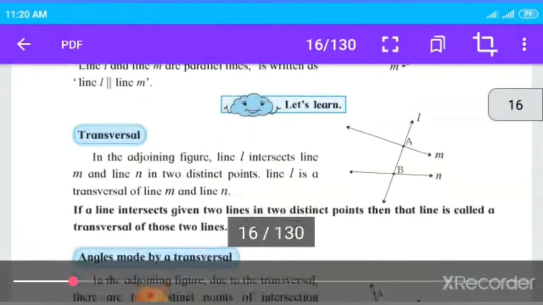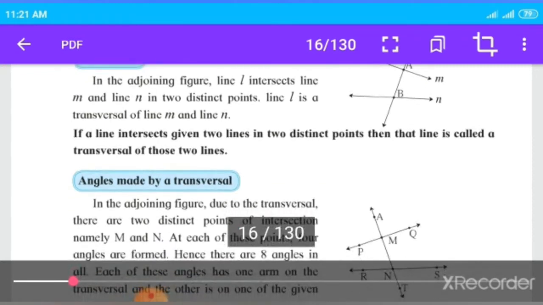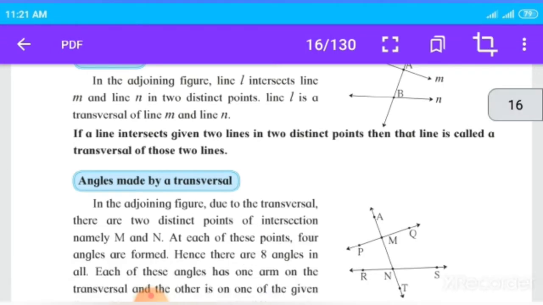Let's learn transversal. In the adjoining figure, line L intersects line M and line N in two distinct points. Line L is a transversal of line M and line N. If a line intersects given two lines in two distinct points, then that line is called a transversal of those two lines.